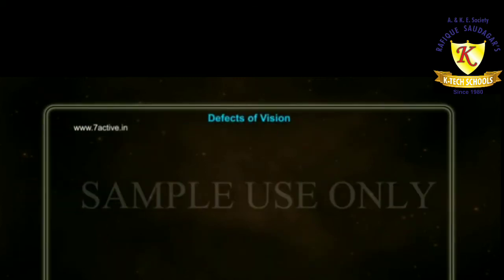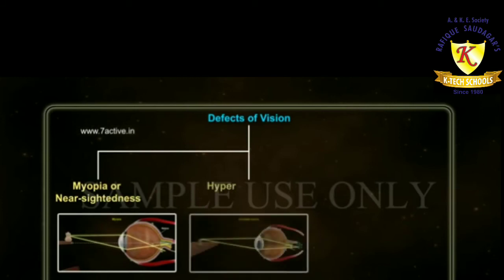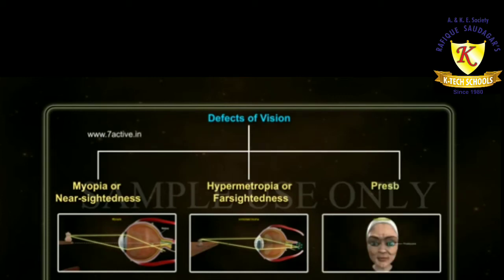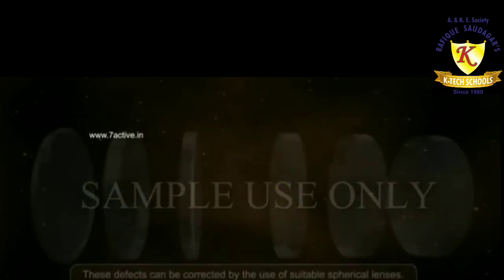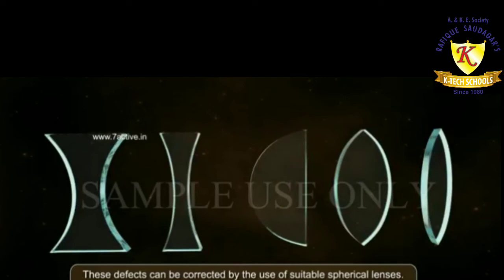Now, defects of vision are of three types. The first one is myopia or nearsightedness. Second, hypermetropia or farsightedness. And the third one is presbyopia. These defects can be corrected by the use of suitable spherical lenses. We will discuss these defects and their correction.